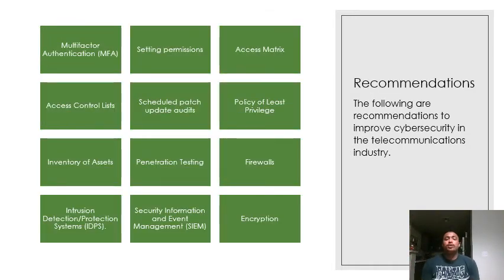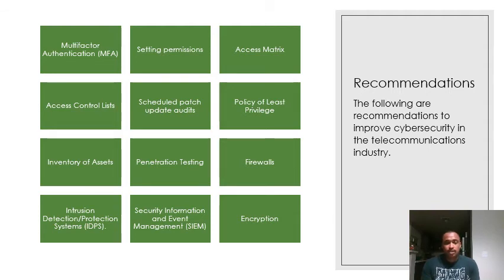All right, next we'll be going over recommendations that the telecommunications industry will implement or continue to follow. The first one is multi-factor authentication. We're going to continue that policy of using multiple factors to ensure that the correct person is accessing our system. Next, we'll be setting permissions, which is going to be a main thing in our access control. Also, we'll be using our access matrix and access control lists.